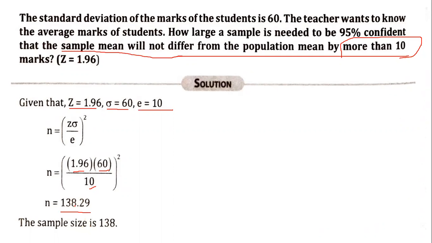So for the sample size, leave out the decimals, take the whole number, because after the point you have a number less than 5. So the sample size is going to be 138. This is the sample size that we have found out. So for 138 students, the teacher wants to know the average marks. So if you just write the sample size is 138, that is more than enough.